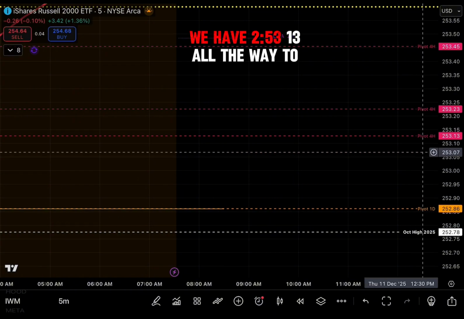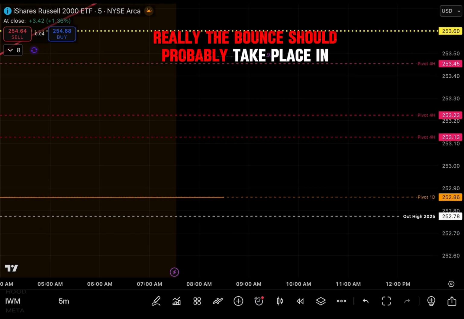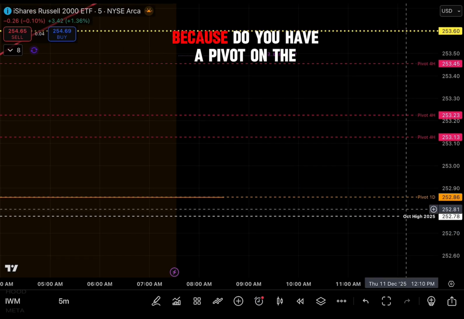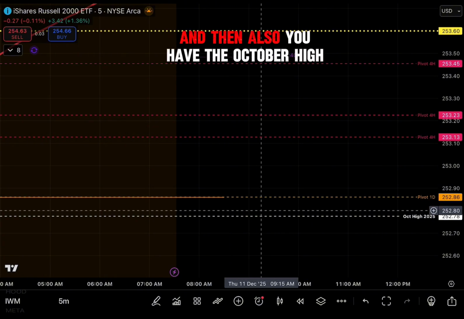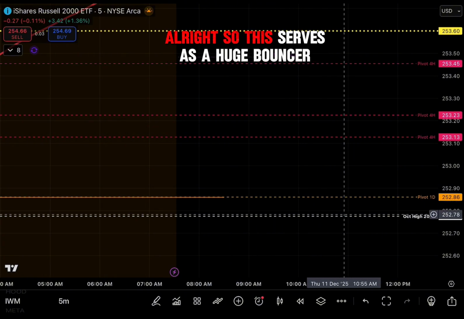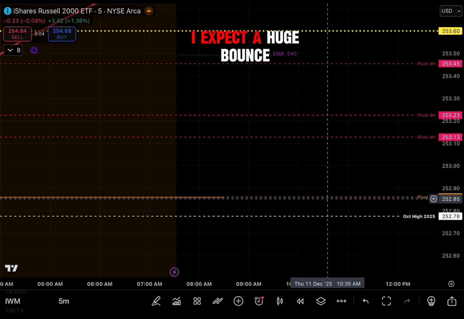All right. We have 253.13 all the way to 253.78. Really, the bounce should probably take place in this one because you have a pivot on the daily, you have the pivot on the 5 minute, right? And then also you have the October high. All right, so this serves as a huge bounce area. So if it does come down here, I expect a huge bounce.